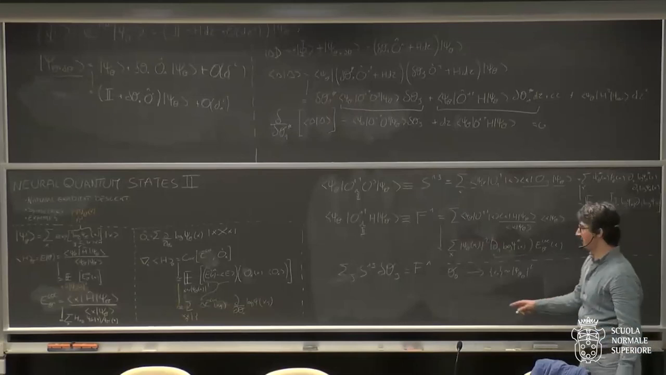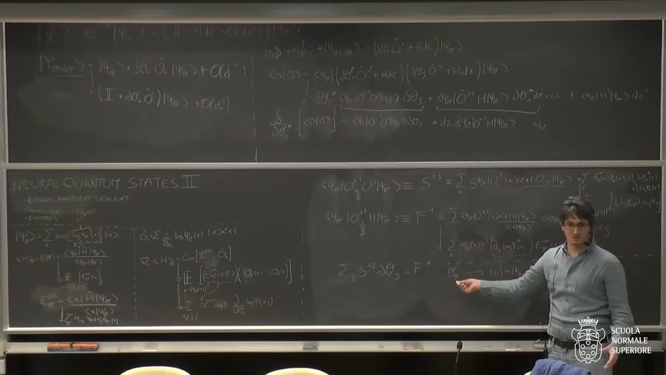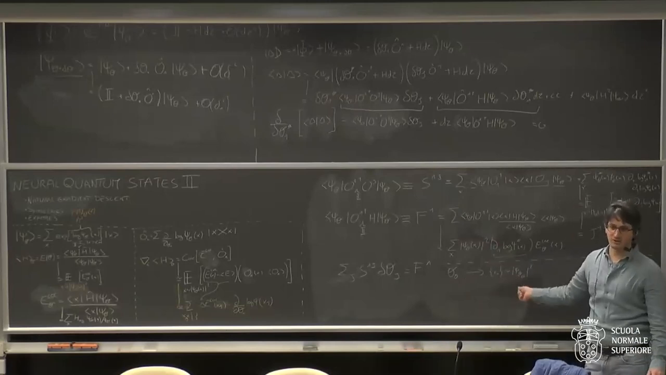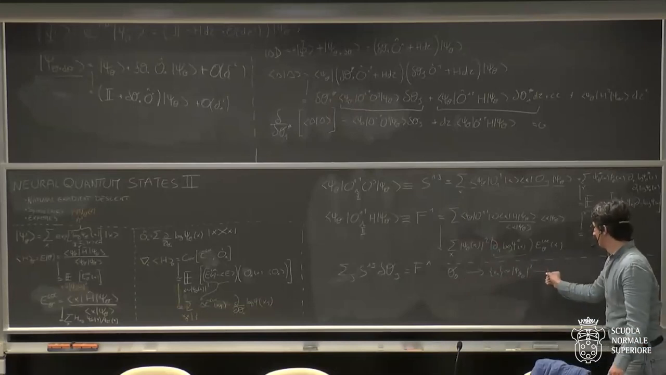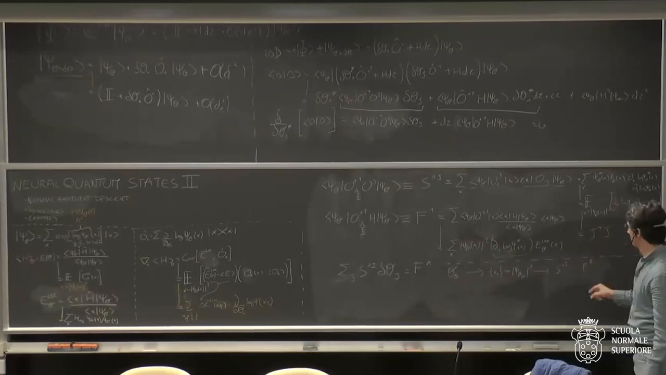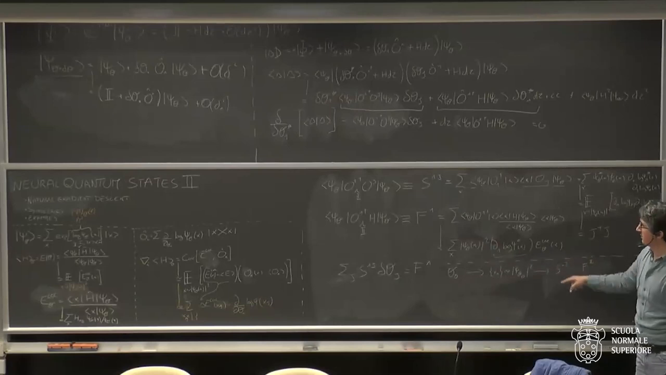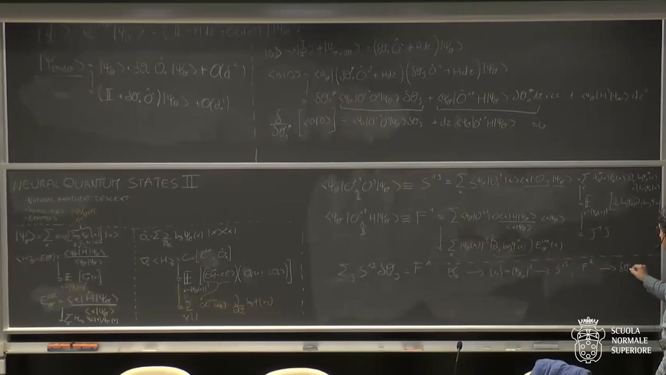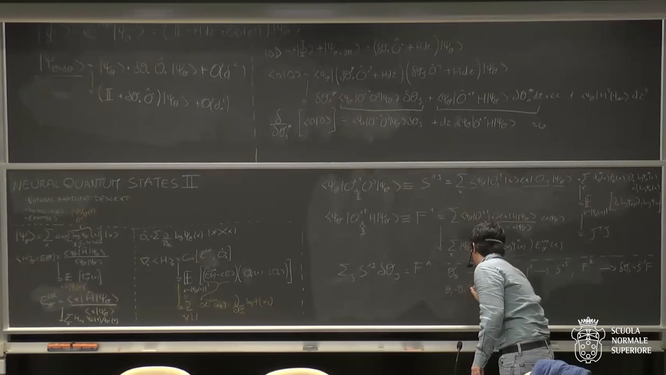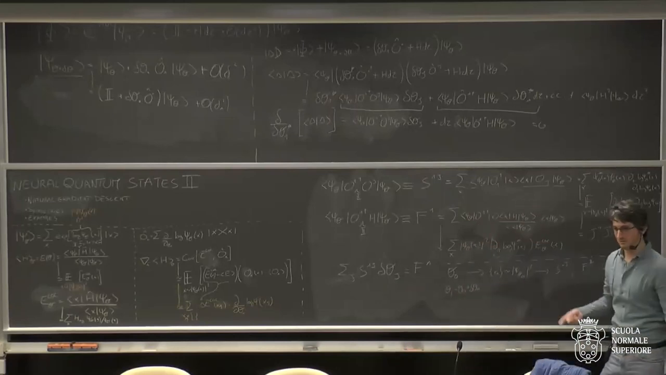Okay, so operatively the algorithm would be: we start with a set of parameters theta zero, so an initial state. We generate a set of samples with Markov chain Monte Carlo sampling or more refined techniques. We compute S_ij, so this matrix. We compute F_i, so the gradient of the energy, and this S matrix. And then we find delta theta zero, which is, at least symbolically, the pseudo-inverse of S times F. And now you take theta one to be theta zero plus delta theta zero, you rinse and repeat.